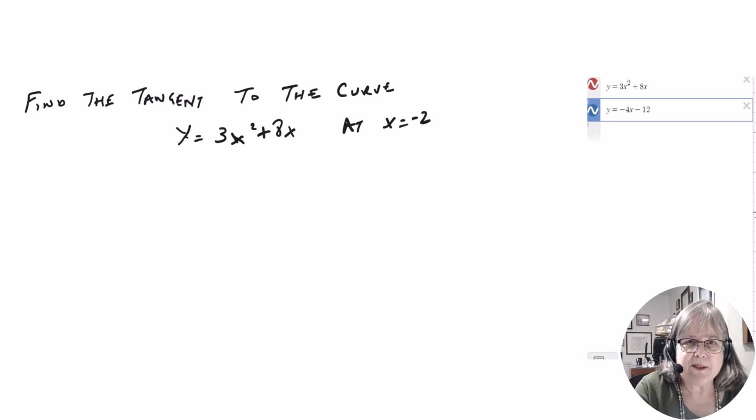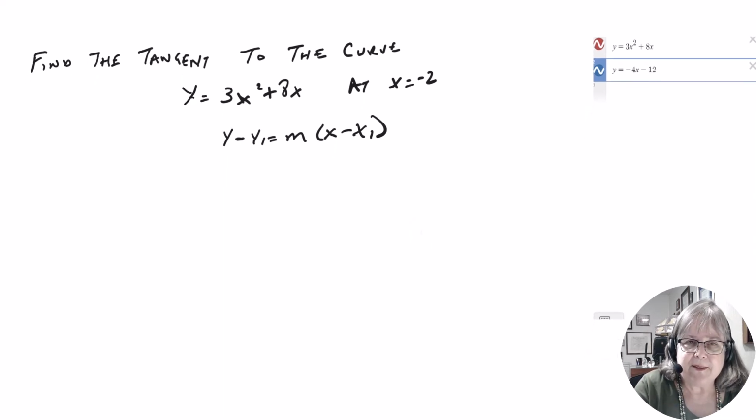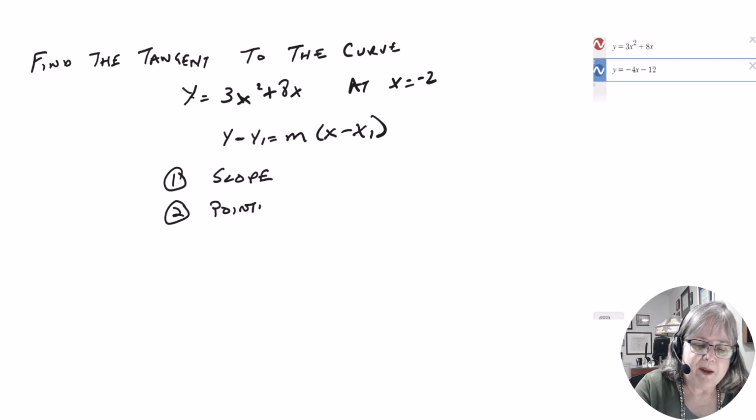Now remember, a tangent is a line that just grazes a function. It just touches in one location. Now, to find a tangent, I'm looking for the equation of a line. And so remember, the equation of a line, y minus y1 is equal to m times x minus x1. So anytime somebody says find the equation of a line, you know you need two things. You need a slope and you need a point. This just sort of becomes a habit.